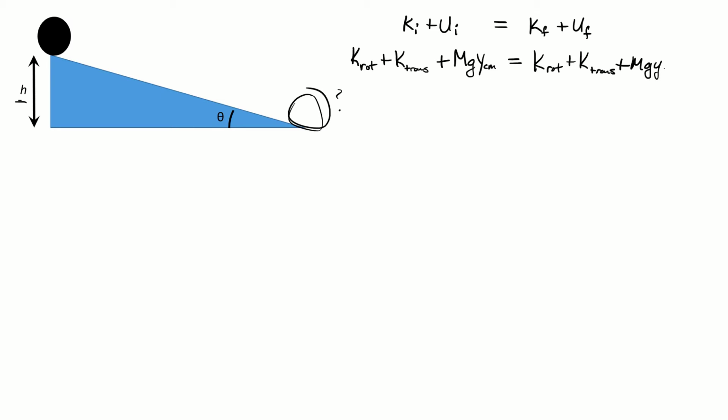mgy center of mass final. Should add an F subscript to these and an initial subscript to these. So we have those types of energies that we're going to have to think about. Now, if we look at the start, it started from rest, so those kinetic energies are going to be 0. And all we have at the start is mgy center of mass.